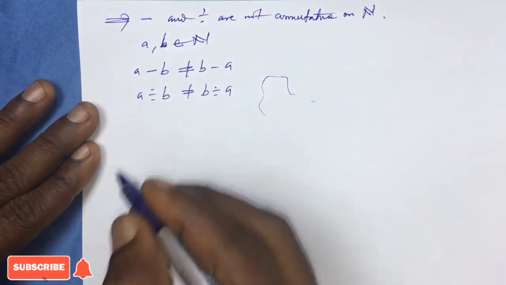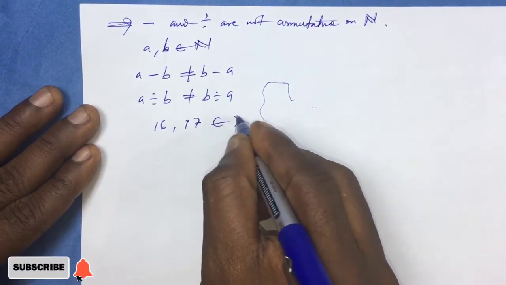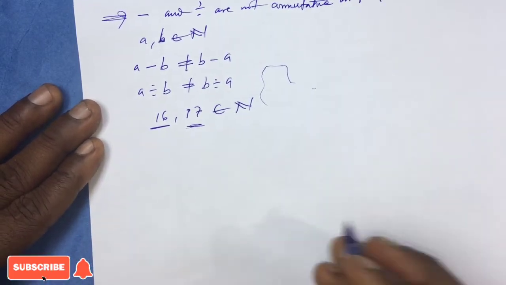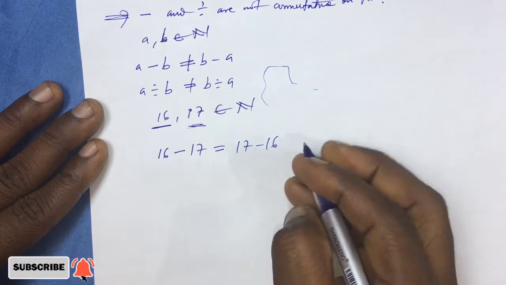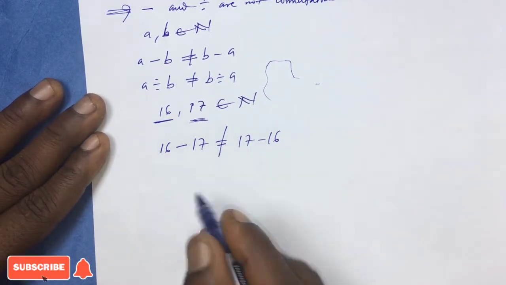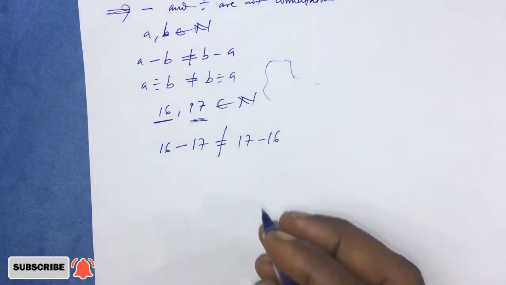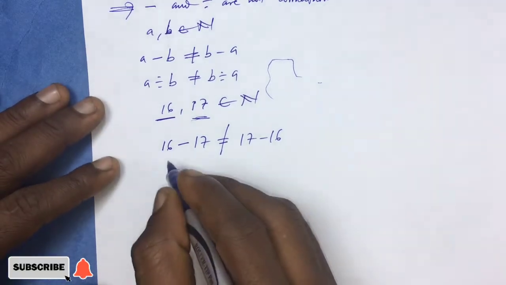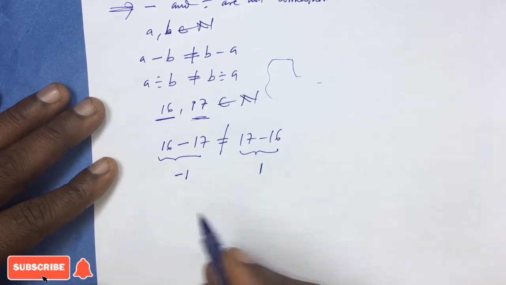Let us look at an example to illustrate this. If I pick two elements, let's say 16 and 17, that are members of n. Why are they members of n? Clearly, 16 is a positive whole number, and 17 is also a positive whole number. Now look at it critically. Is 16 minus 17 equal to 17 minus 16? No, they are not equal. So since 16 and 17, which were selected from n randomly, give 16 minus 17 not equal to 17 minus 16, we say that the result shows that n is not commutative with respect to subtraction. Note that 16 minus 17 will give you minus 1, but 17 minus 16 will give you 1, and 1 is not equal to minus 1.